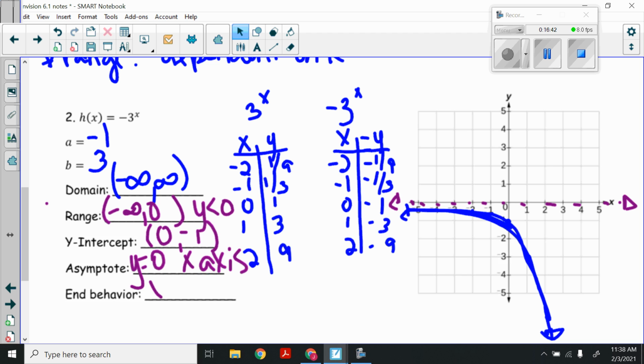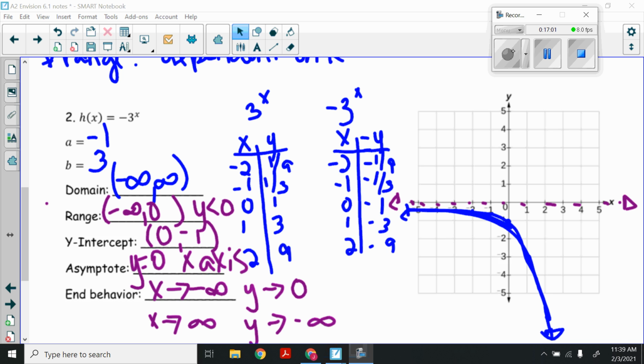My end behavior, as x approaches -infinity, what is y doing? So as my x's get smaller, my y's approach 0. As x approaches positive infinity, my y's approach -infinity.